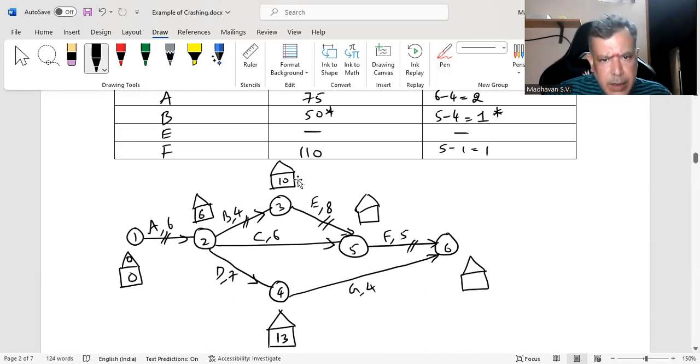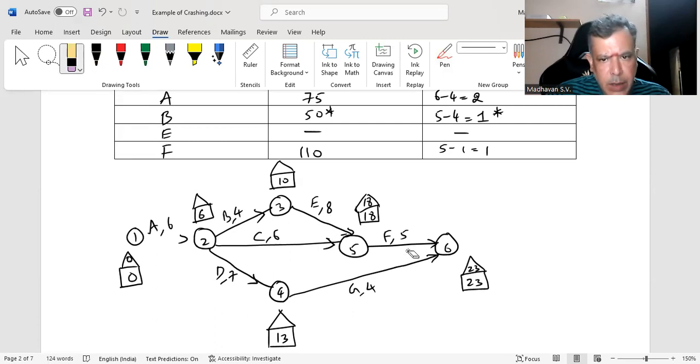And here it is 10 plus 8, 18. 6 plus 6, 12. You need to consider the maximum, which is 18. 18 plus 5, 23. Here it is 13 plus 4, 17. So you have to consider 23. Now backward pass, you start with 23. So you go back, 23 minus 5, it is 18.